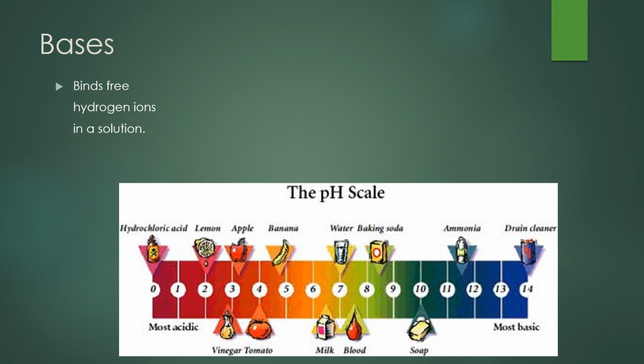Okay, so now we're going to discuss bases. A base is a substance that binds free hydrogen ions in a solution. Therefore, bases are hydrogen acceptors that lower the amount of free hydrogen ions in a solution. Strong bases will bind hydrogen ions easily. One example would be ammonia. Weak bases bind hydrogen ions less readily, and one example of a weak base would be bicarbonate. Even though bicarbonate is a weak base, the many bicarbonate ions in the body are very important in preventing major changes in body fluid pH.